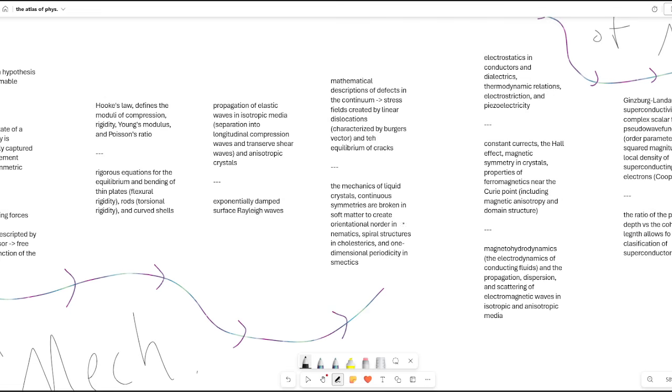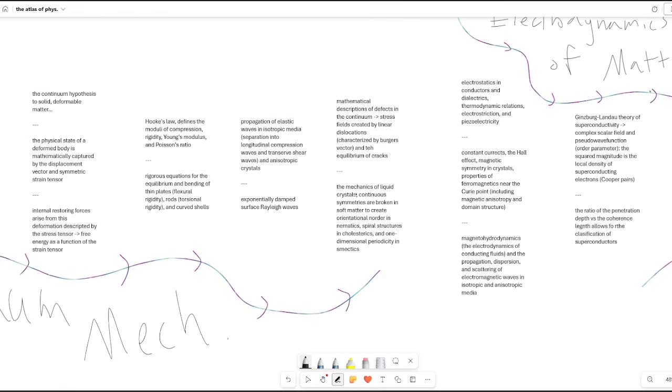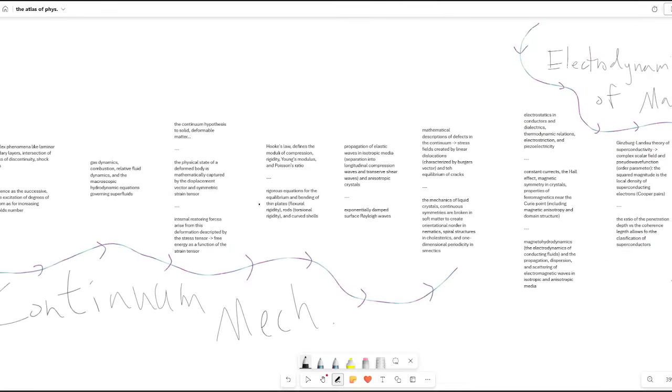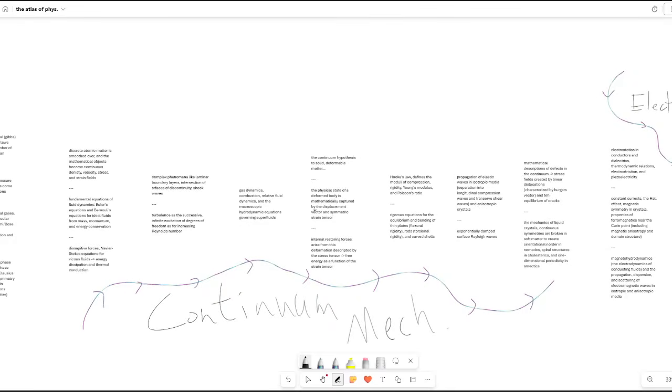orientational order in nematics, spiral structures, and cholesterics, and one-dimensional periodic symmetries. That's the way to say that. But yeah, all of this is continuum mechanics.